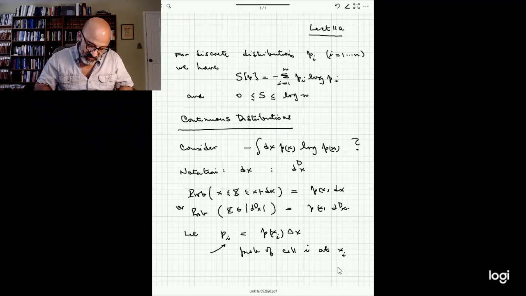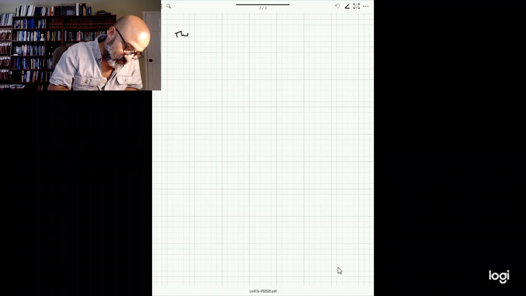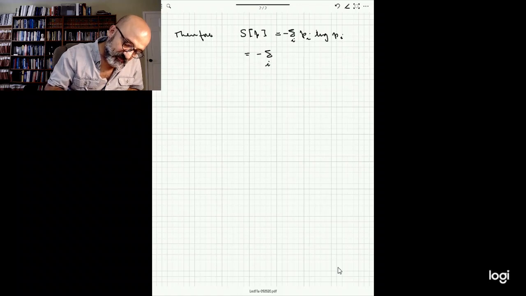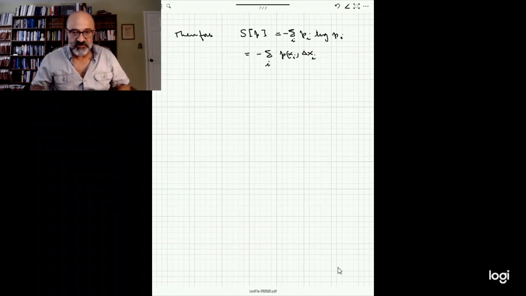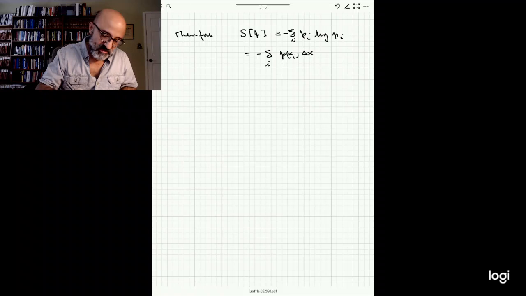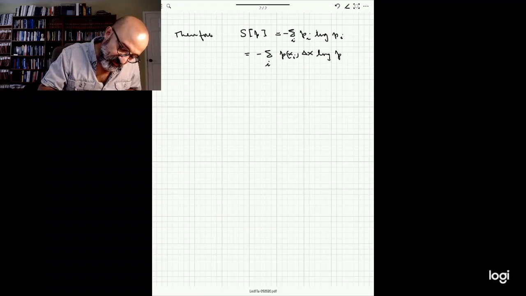And so now we can definitely write, therefore, the entropy is going to be minus the sum of p_i log p_i, which is equal to, in this discretized version, p(x_i) Δx, that's the probability of being in the ith cell denoted by Δx, and then log of p(x_i) Δx.